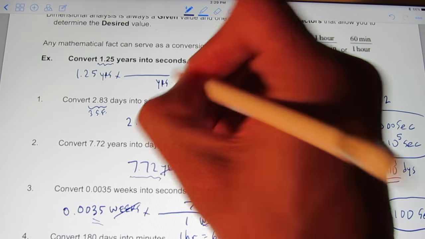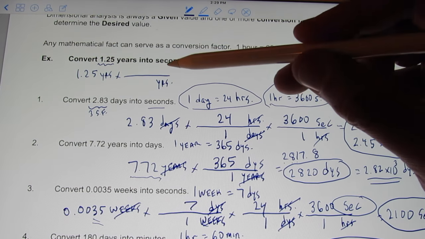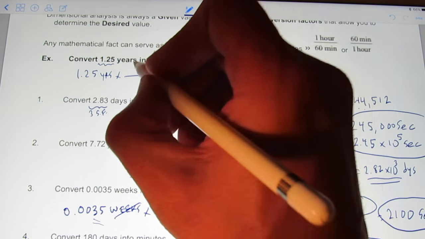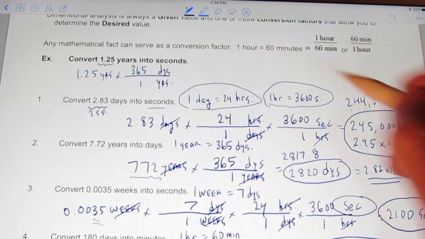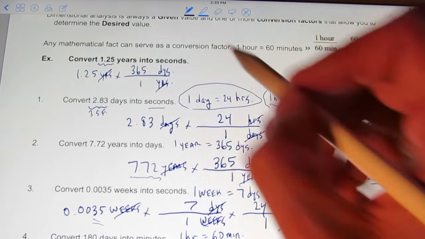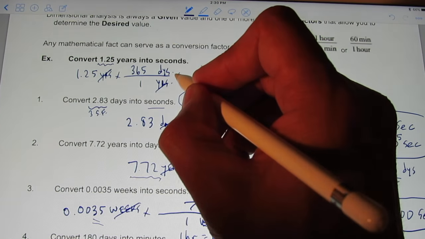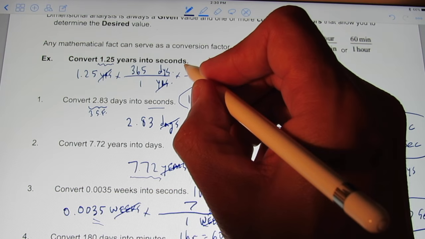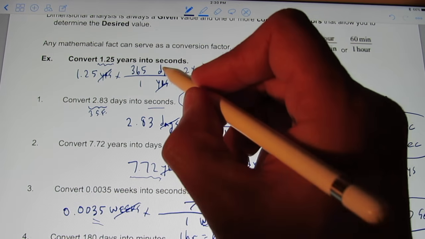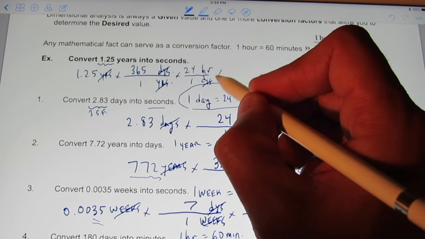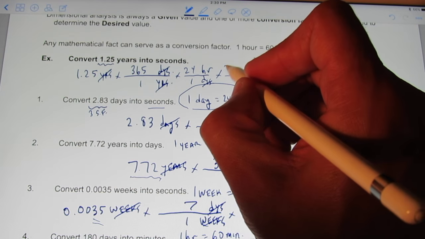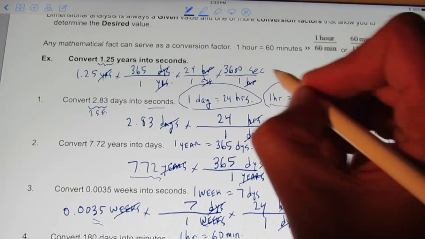Let's put years on the bottom so we can get out of them. Now if anybody knows how many seconds are in a year, we can use that conversion factor right off the bat, but I don't. However, I do know how many days are in a year. There are 365 days in a year. So years are gone. And now we can go from days to hours. And there are 24 hours in a day. So days are gone and I'm in hours. And now I can go from hours to seconds. And I know in 1 hour there are 3,600 seconds.